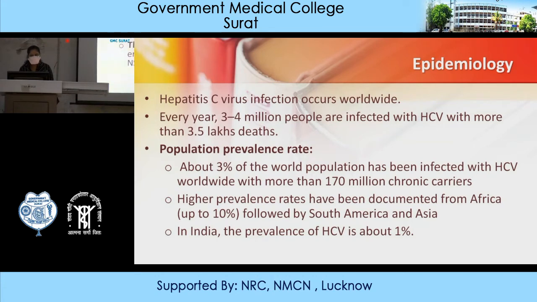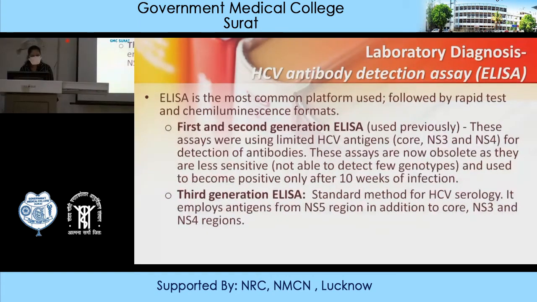Coming to the laboratory diagnosis, HCV antibody detection assay by ELISA. ELISA is the most common platform used, followed by rapid test and chemiluminescent formats. First and second generation ELISA were used previously. These assays were using limited HCV antigens, which are core, NS3 and NS4, for detection of antibodies. These assays are now obsolete as they are less sensitive and used to become positive only after 10 weeks of infection.